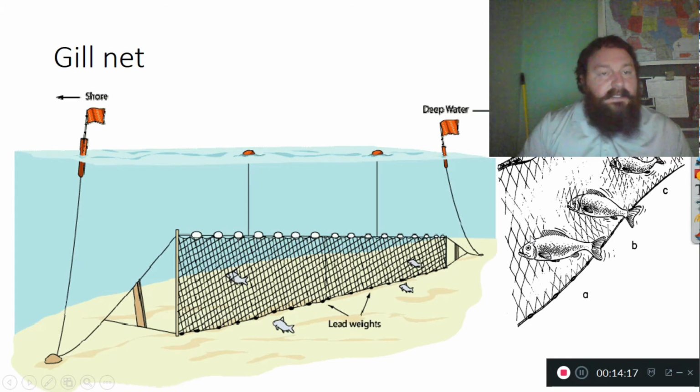So the fish hits that, gets snagged up, it says, oh my gosh, I need to get out of here. It tries to turn and back up. It can't turn and back up. Instead, its gills get caught up in the net, and it ends up killing off the fish.